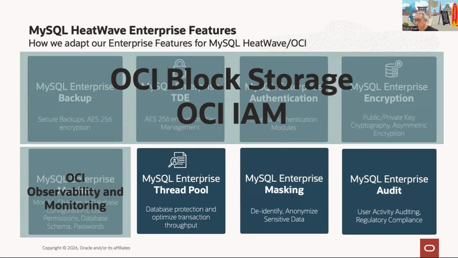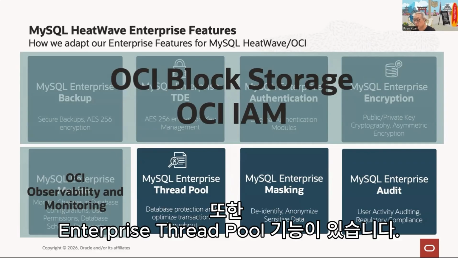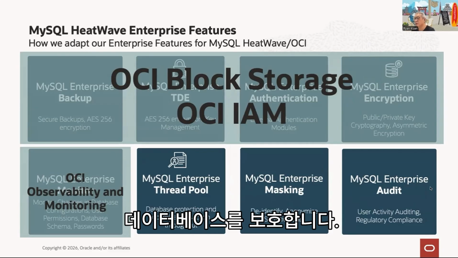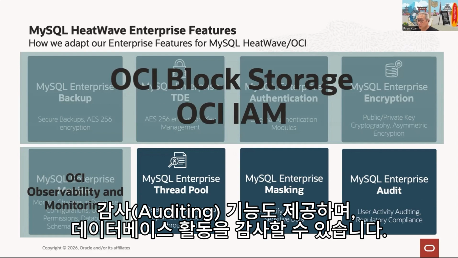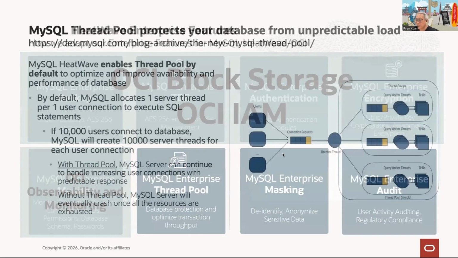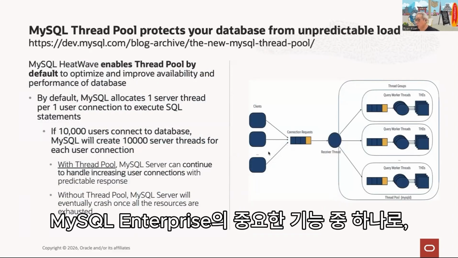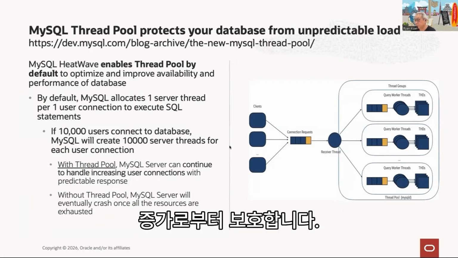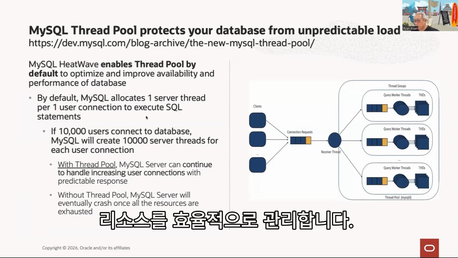Okay, so these are all the enterprise features that we support. We have the enterprise thread pool, which protects your database from an increasing number of connections. We have the data masking. We also have the auditing to audit the database activities. The thread pool is a very unique feature in MySQL HeatWave, which allows you to protect the database from an increasing number of connections.